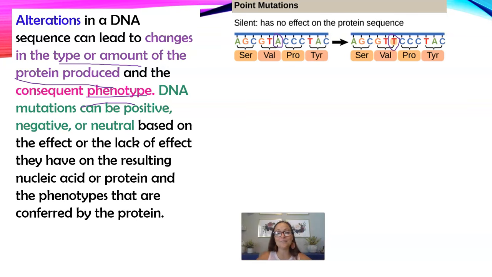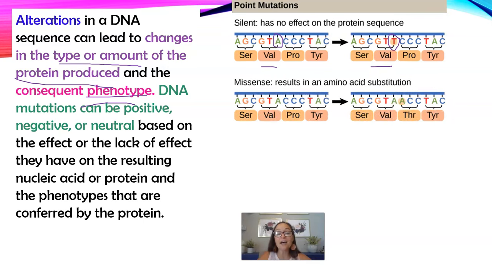So a silent mutation, if we look at that second codon, the first amino acid is valine, and it's still valine here. Now, a missense point mutation is where, in this third codon, instead of a C, you see an A instead, and that changes the amino acid from proline to threonine. That could have an impact on how that protein folds. If this mutation happens in an active site of an enzyme, that could have an impact on whether or not the substrate attaches.